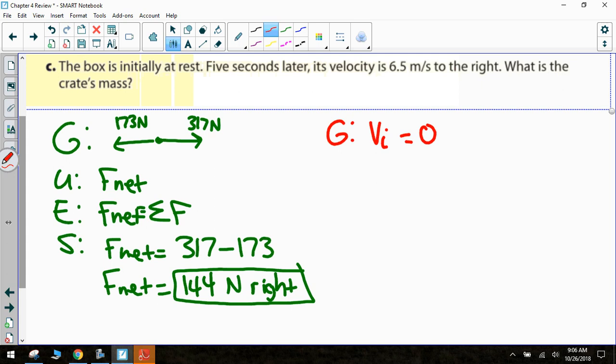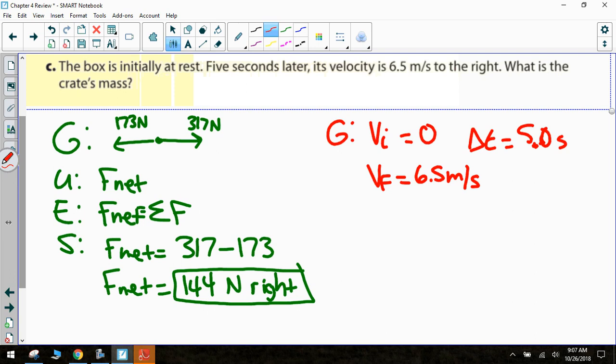So what's 5 seconds? Delta T. Ooh. I put 5.0. That one's written out as a word. Don't base your sig figs off of it. Okay? Its velocity is 6.5 meters per second. So that's telling me what? Velocity what? V final? 6.5 meters per second. It says, what is the crate's mass?